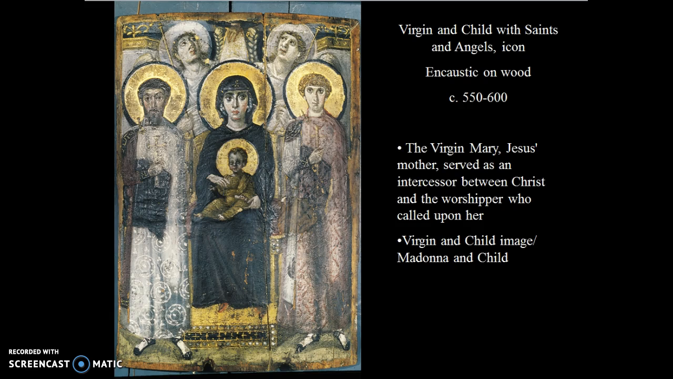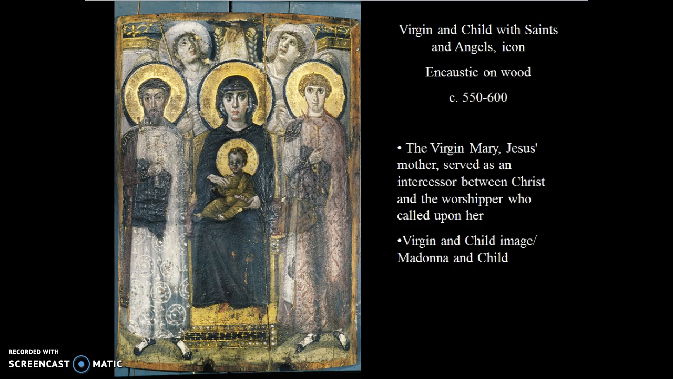One of the icons that survives from before iconoclasm is the Virgin and Child with Saints and Angels, and it's from about 550 to 600 CE, and it is depicted on wood panel. It's from Mount Sinai in Egypt, from the monastery of St. Catherine. So it's wood panel, and then they use encaustic painting.